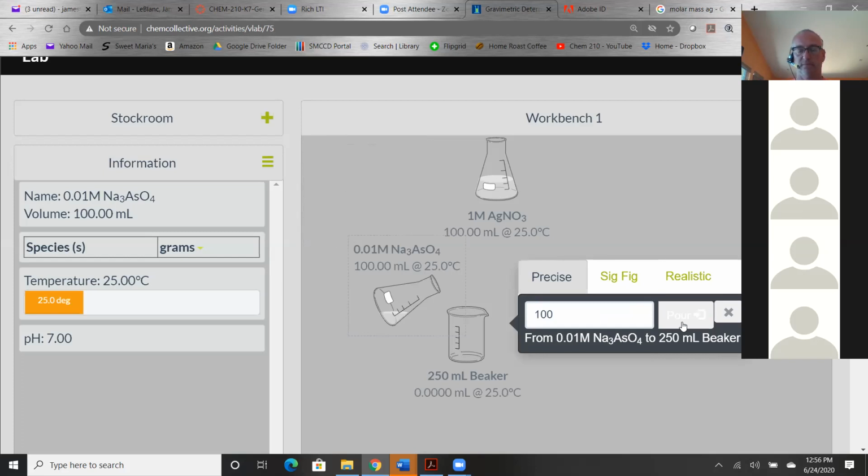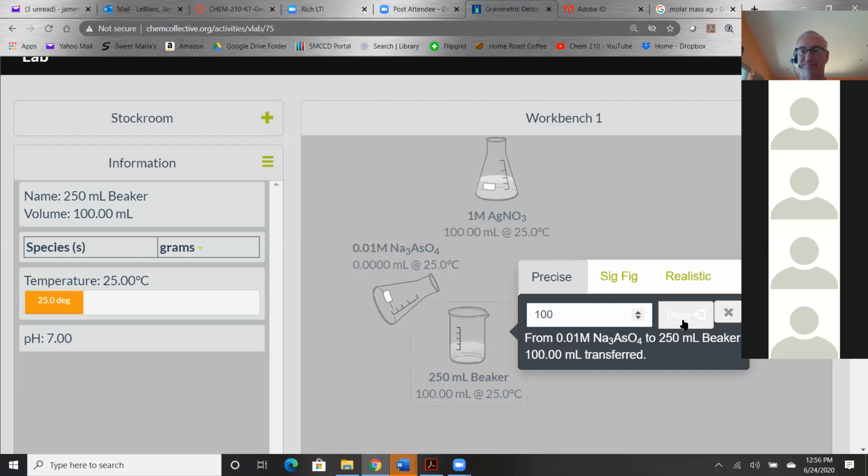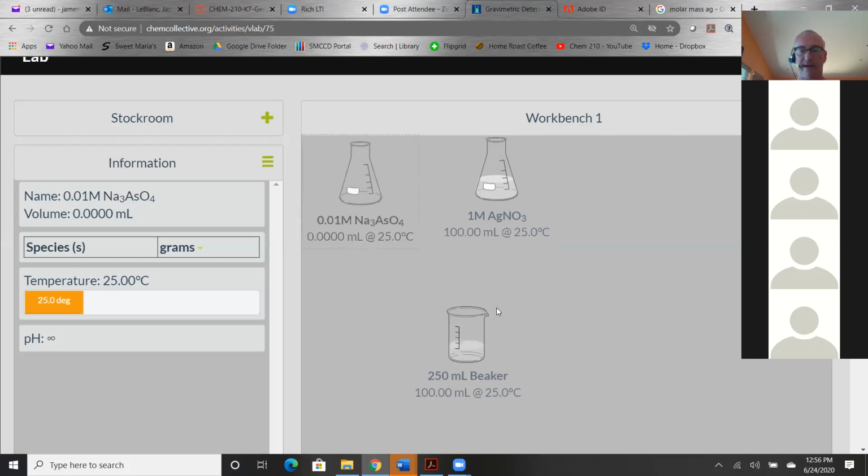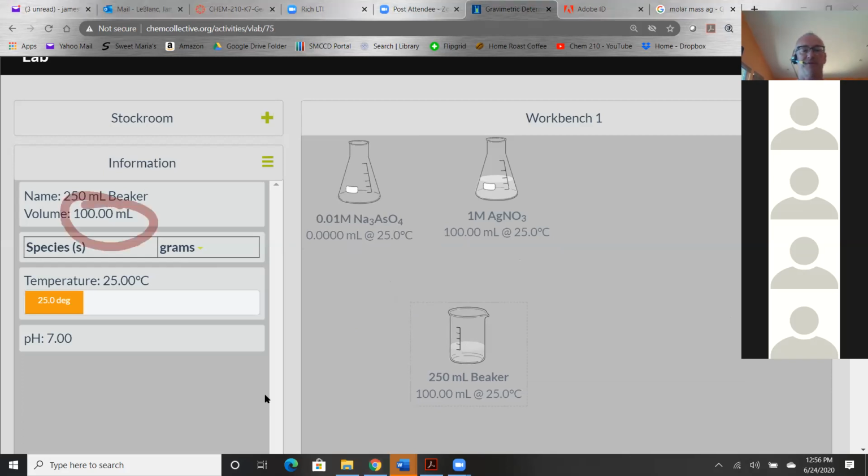Uh-oh, hope this doesn't mean we're going to crash. Come on. There it goes. So you can see that now it has 100 mls. I'm going to put that back over there. Now if you click on the 100 ml beaker, it'll tell you it has 100 mls of solution in it. And grams, none, because nothing's precipitated yet.